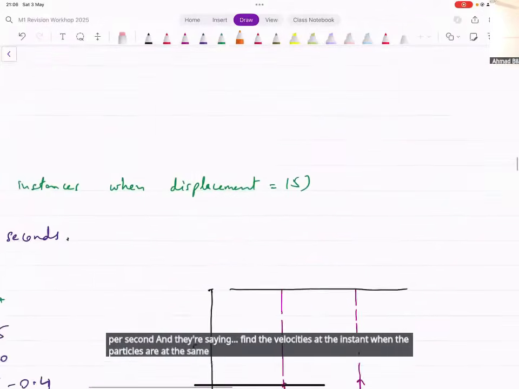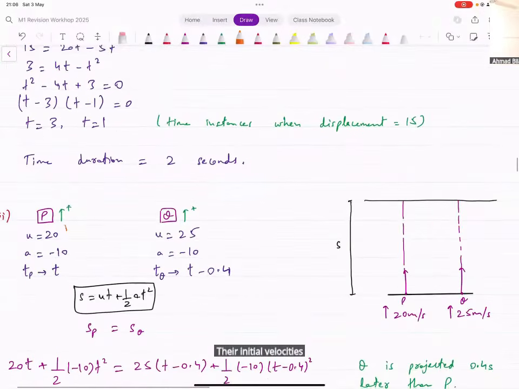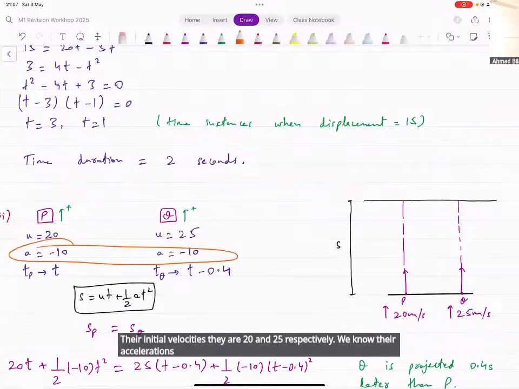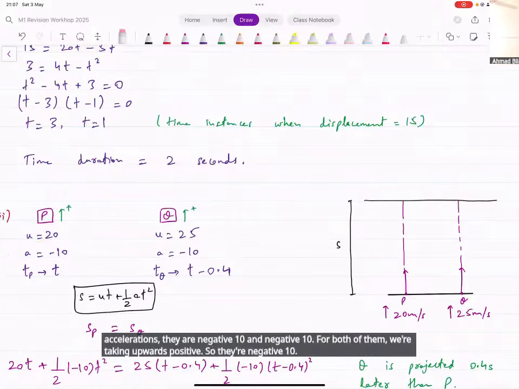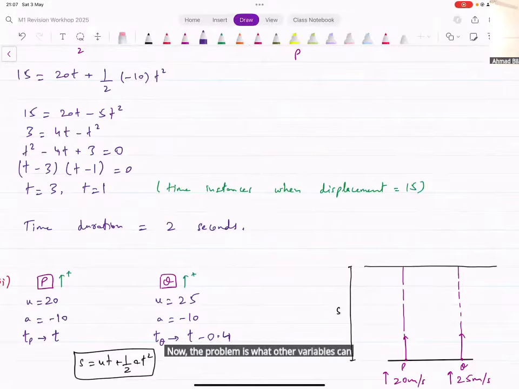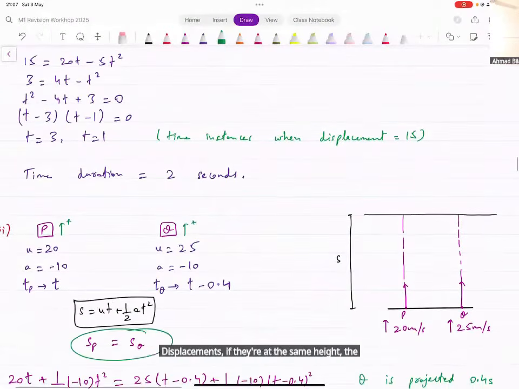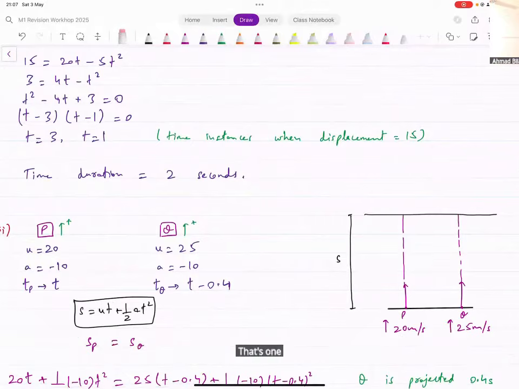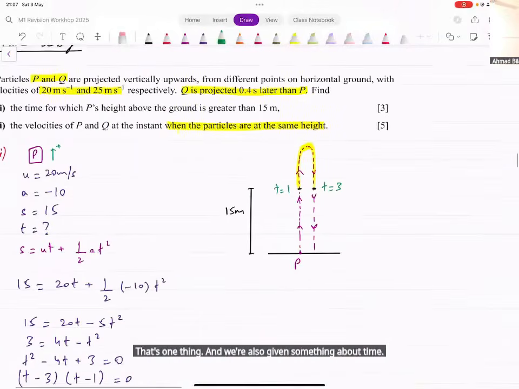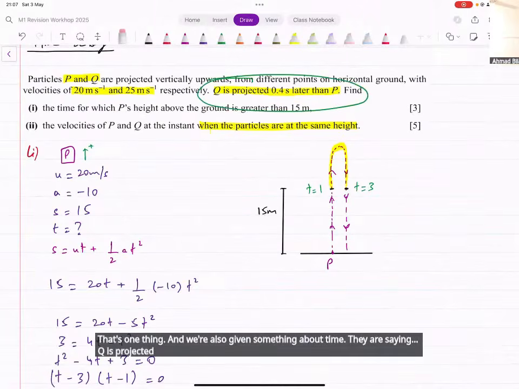Now, what do we know about these two particles? We know their initial velocities. They are 20 and 25 respectively. We know their accelerations. They are -10 and -10. For both of them, we're taking upwards positive, so they are -10. Now, the problem is, what other variables can we connect them by? Displacements. If they're at the same height, their displacements are going to be equal to each other. That's one thing. And we're also given something about time. They are saying Q is projected 0.4 seconds later than P.